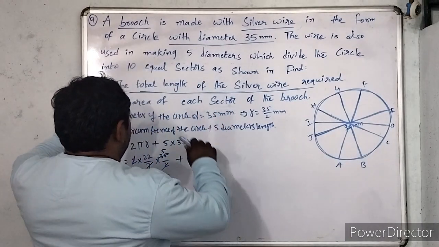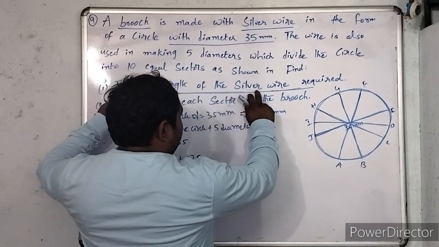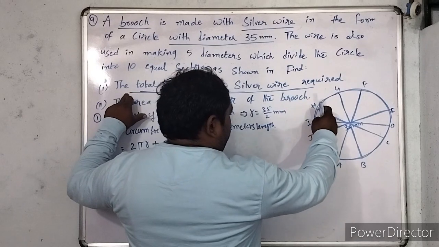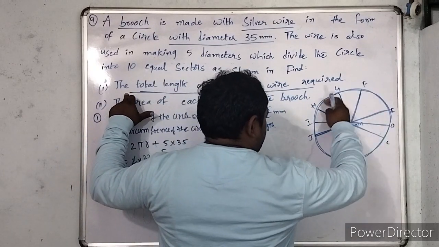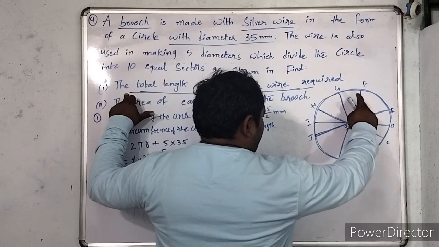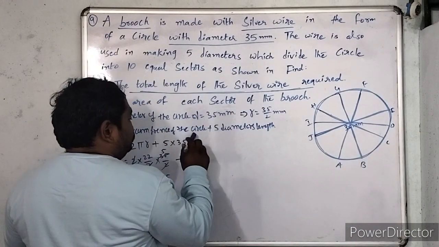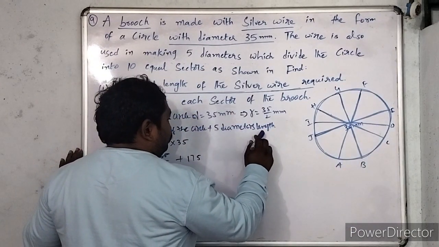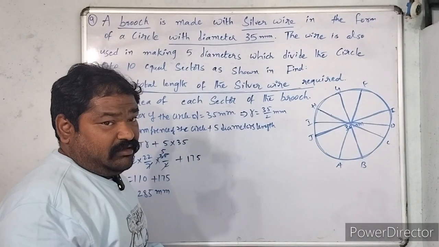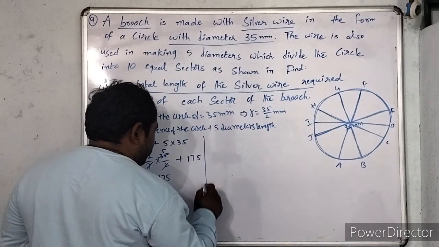In this first case, to calculate the total length of the silver wire required, the circumference consists of silver wire and the 5 diameters consist of silver wire. Therefore, it is the circumference of the circle plus the length of 5 diameters. Okay, now the second one.